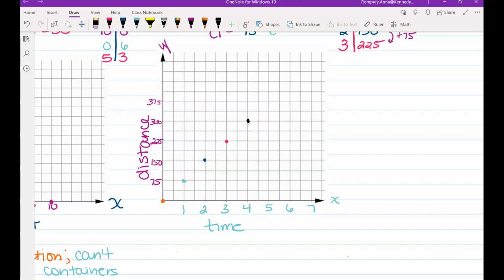Oh, that's off a little bit. Try again. Move line. Oh, internet, why are you so delayed? Thank you. Whew. So this would be a continuous function.